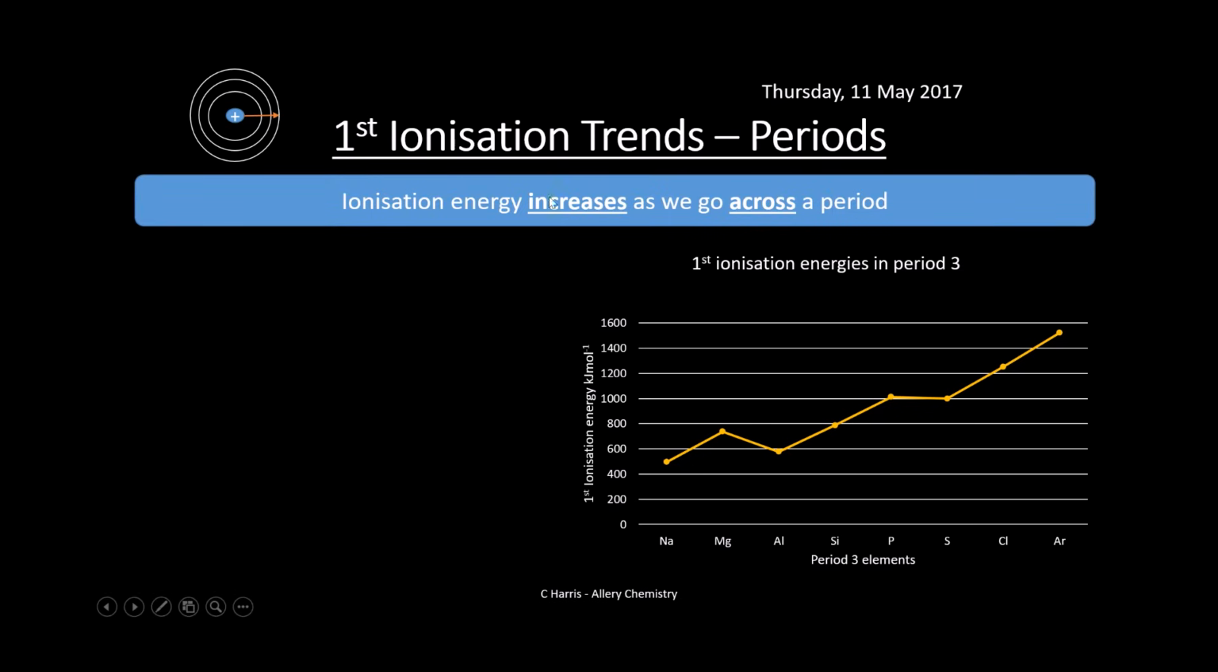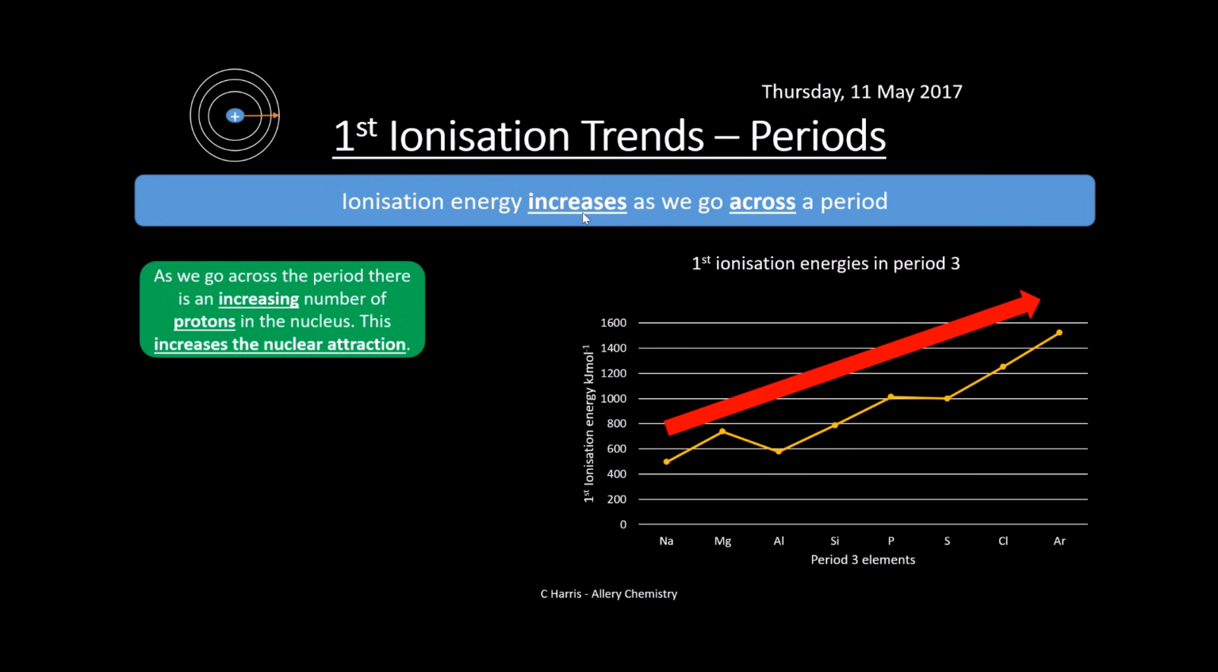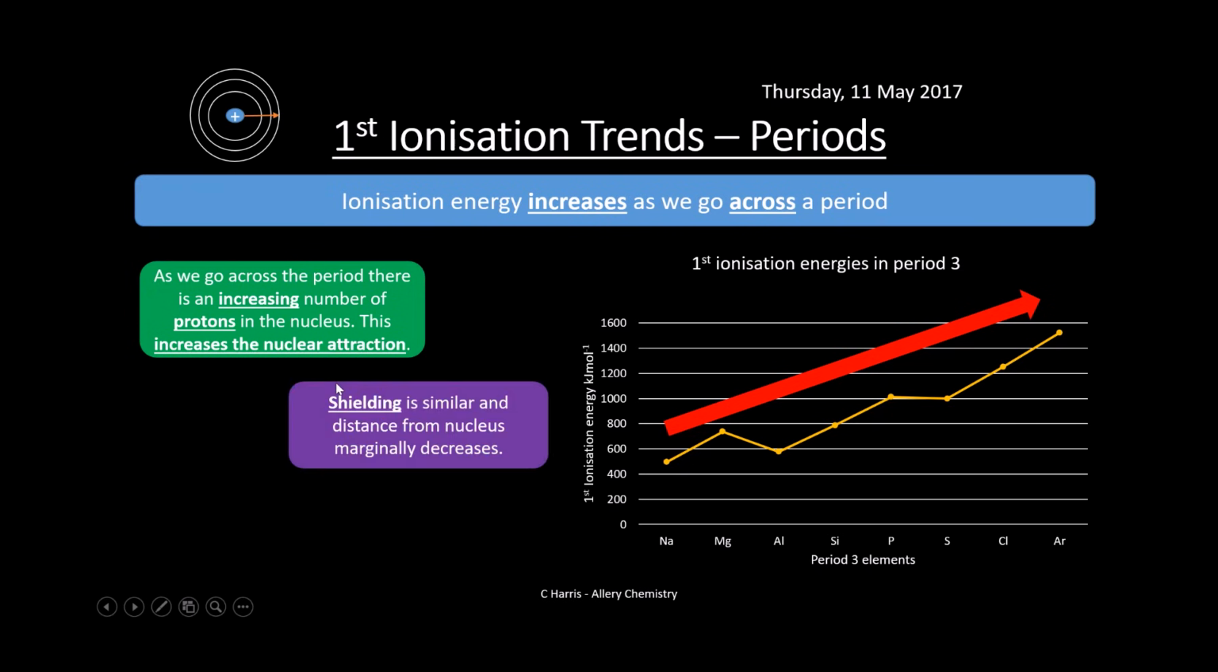Basically the ionization energy increases overall as we go across a period, so it becomes more difficult to remove an electron. There are some exceptions though, which we'll look at. So yes, we have this general increase. This is because we have more protons in the nucleus as we go across the period. So this means we've got a higher nuclear attraction.